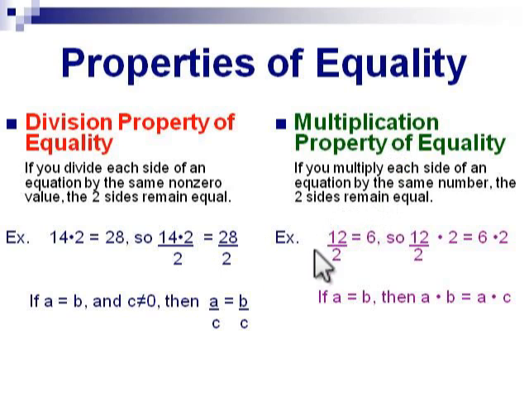If you have a problem like this, 12 divided by 2 equals 6, and you multiply by the same number on each side of the equal sign, multiply by 2 here, multiply by 2 here, on either side of the equal sign, then the equation is still true, is still equal. Both sides are still equal.